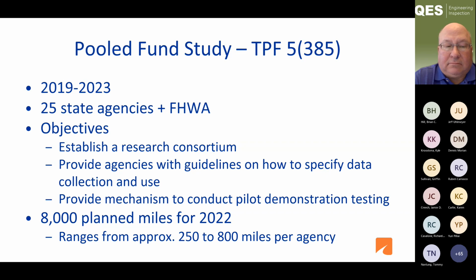The big thing I think about this with most states, and certainly Virginia is one of those too, it's really hard to get this kind of testing done when there's only one vendor. It's in essence a sole source proposition. So going through a pooled fund study is allowing states to be able to do this type of testing and collect this type of data in a much easier manner than they could do it by themselves. The pooled fund study had about 8,000 miles planned for 2022. Depending on the state and the number of days they wanted testing and the amount of funding they put to the pooled fund study, this ranged from somewhere around 200 to about 800 miles per agency.